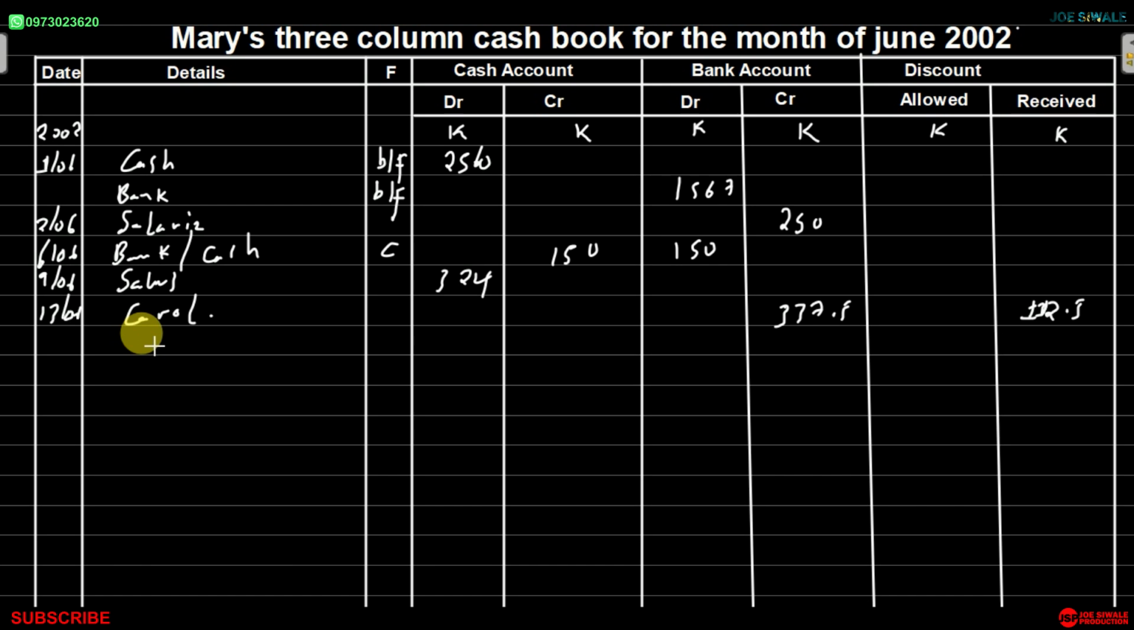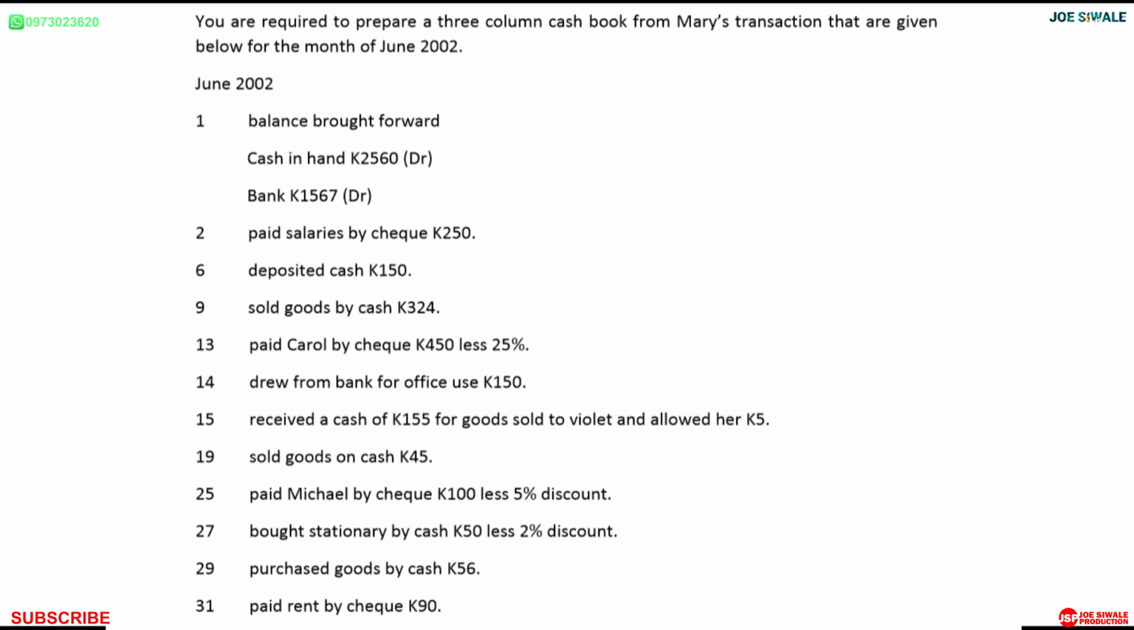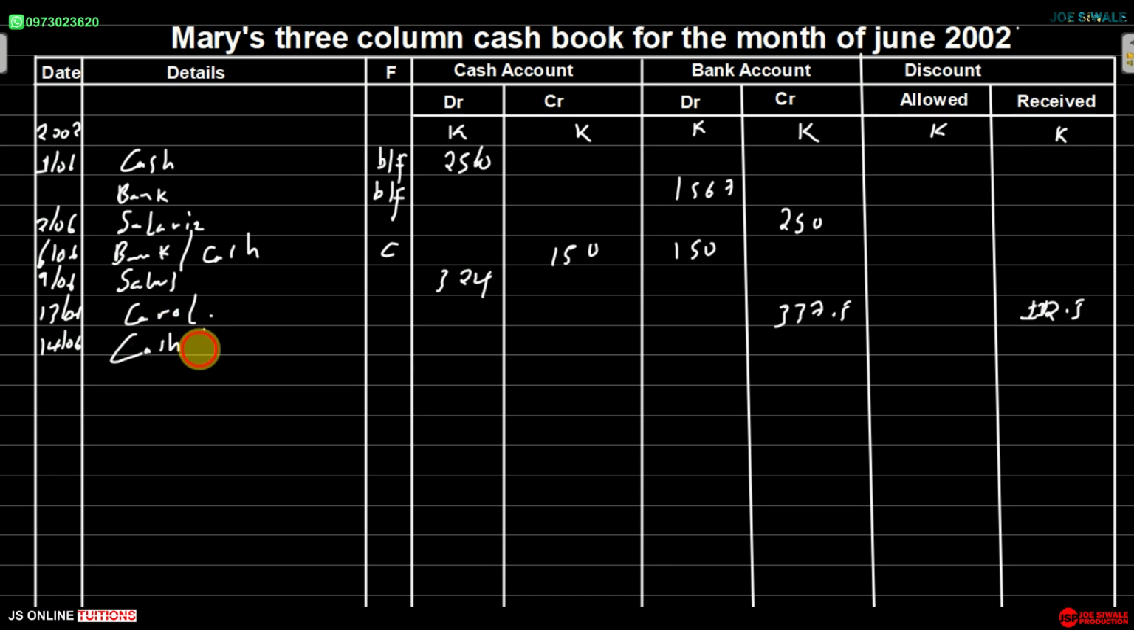Then on the 14th of June, drew from bank for office use 150 kwacha. So this type of transaction is a contra entry transaction, and for this type of transaction, the money in the bank account is going to reduce and the money in the cash account is going to increase. So we're going to say cash stroke bank. So we're going to debit the cash account by 150, and we're going to credit the bank account by 150.